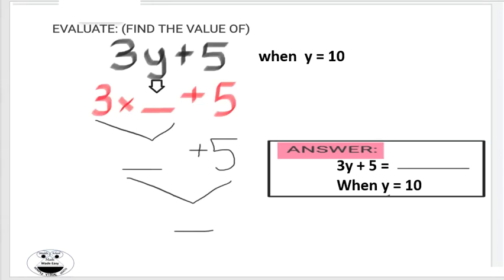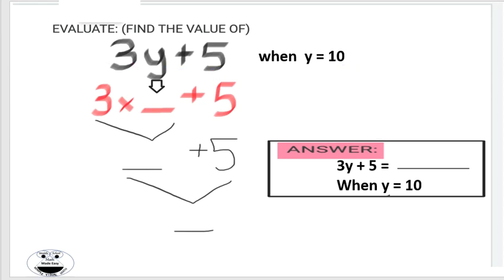We are continuing with evaluating expressions. This is the 12th printable or video with expressions and equations, the algebra series. So here is an example: if you have to evaluate 3y plus 5 when y equals 10.